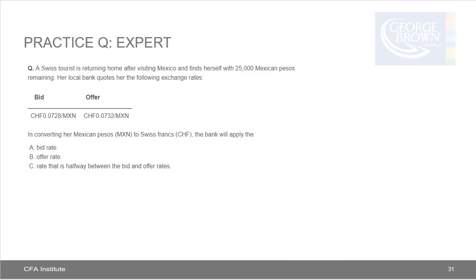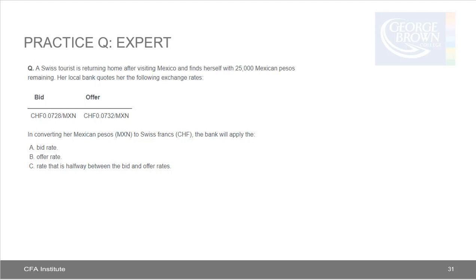So a quick practice check question to check our understanding. I don't think this one is too difficult. The question is, a Swiss tourist is returning home after visiting Mexico and finds herself with 25,000 Mexican pesos remaining. Her local bank quotes her the following exchange rates. Bid, CHF, that's Confederation Helvetia or Swiss franc, 0.0728 to 1 Mexican peso. And the offer is Swiss francs 0.0732, which is a higher number. The offer is higher than the bid, to 1 Mexican peso.